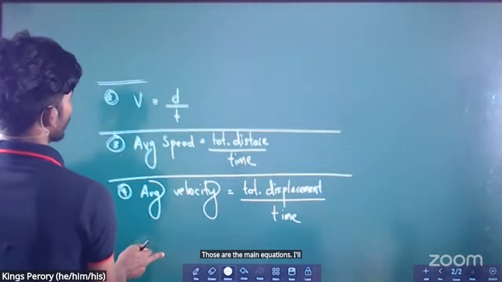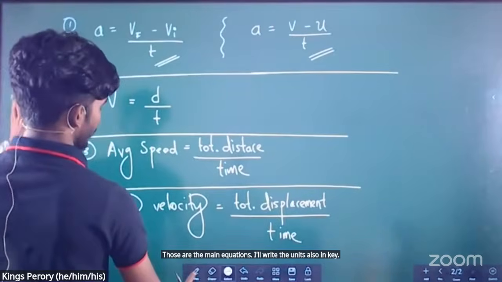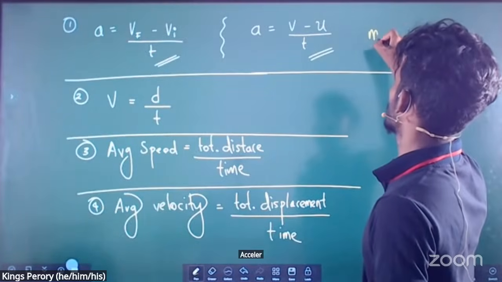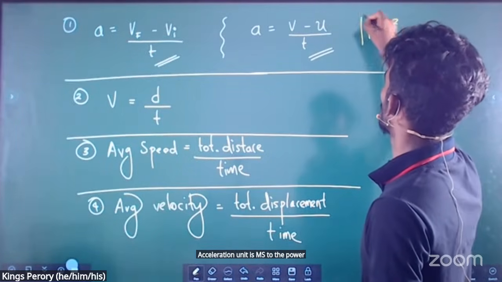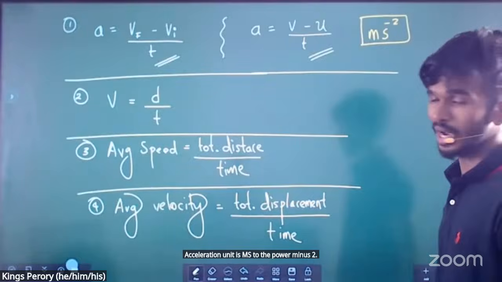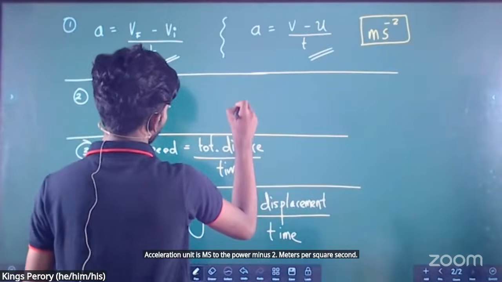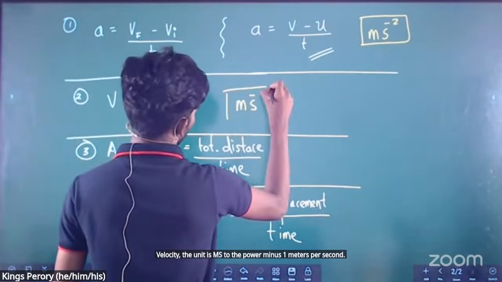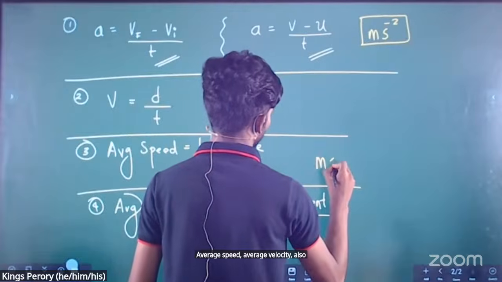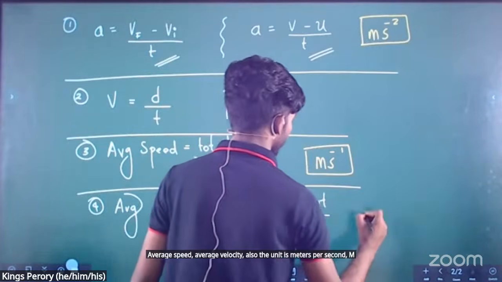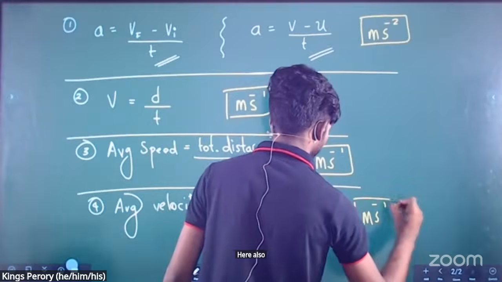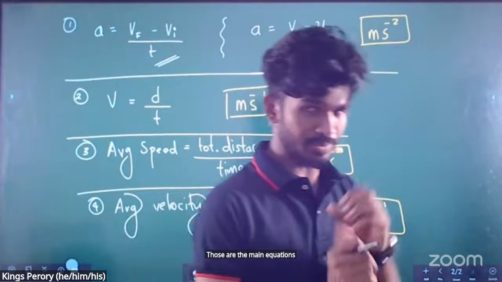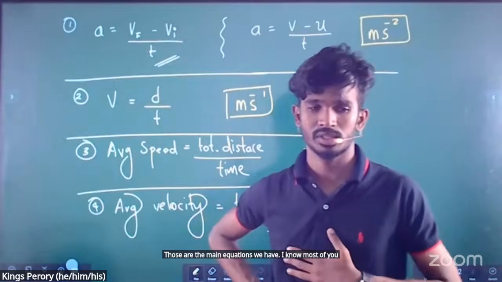I'll write the units also and keep. Now these things, if you're writing, write with me. Acceleration unit is ms to the power minus 2, meters per square second. Velocity, the unit is ms to the power minus 1, meters per second. Average speed, average velocity also, the unit is meters per second, ms to the power minus 1. Here also meters per second, ms to the power minus 1. Those are the main equations we have. I hope most of you know these equations.